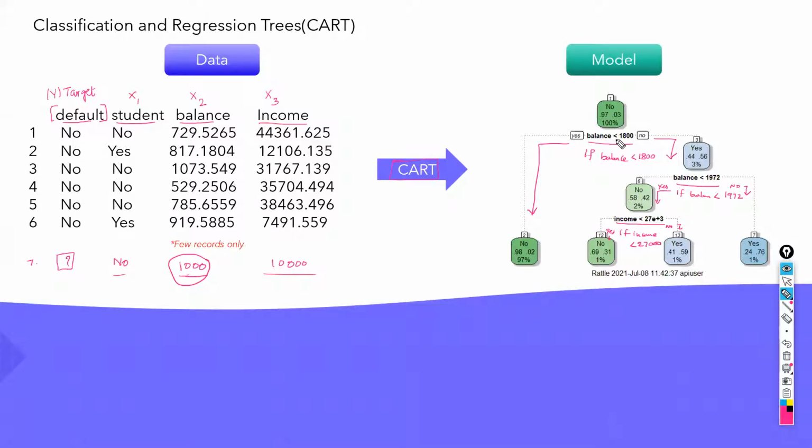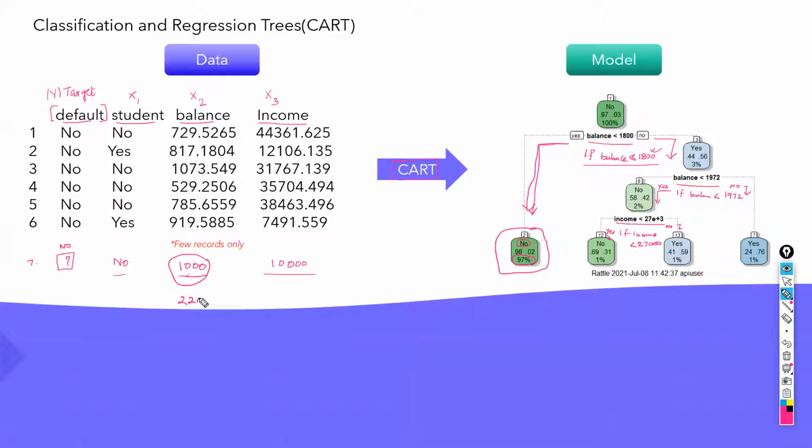So let's come back here. Balance is less than 1800. It is true for this observation. Now it comes to this side and it ends up in this particular node. And in this node, 97% of the observations belong to no class. So that is why for this observation, our prediction is going to be no. It's as simple as using this rule, and using this rule, we are coming up with this particular prediction.